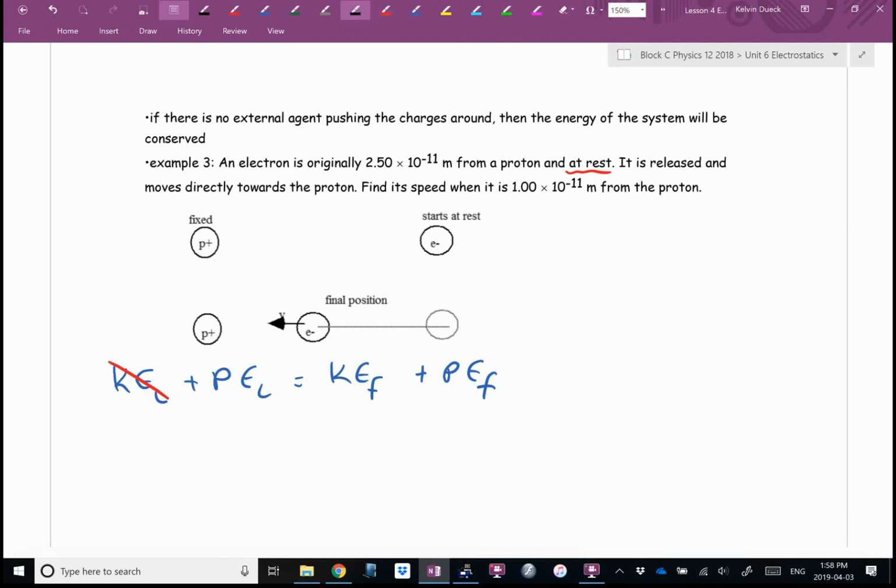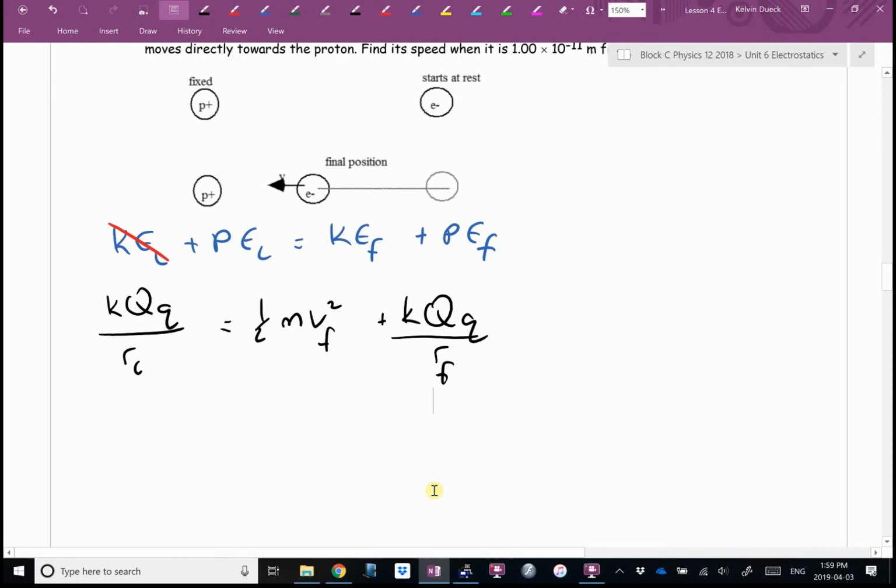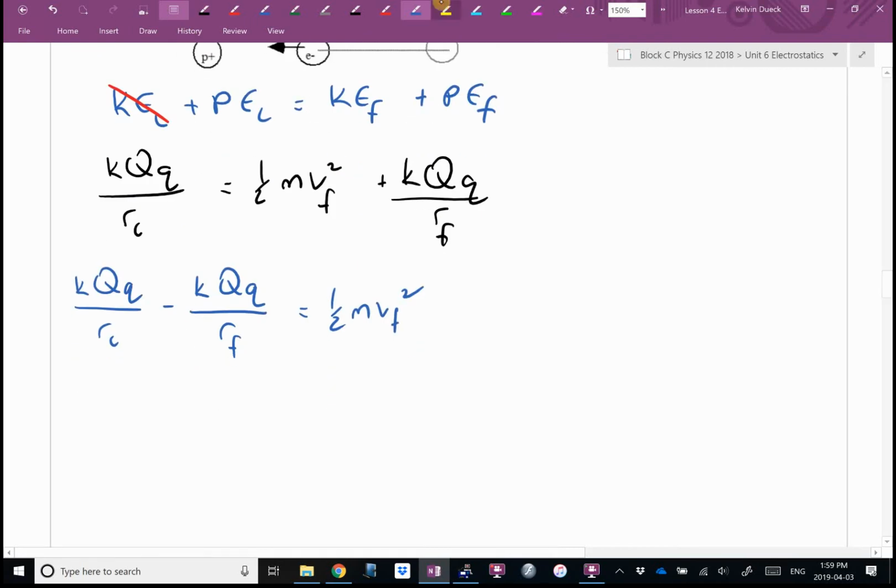So let's expand these. Potential energy is going to be K, big Q, little q, over R initial, and this equals a half m v final squared plus K, big Q, little q, over R final. Chloe, what am I trying to find? I would not try and get this by itself right now. What I am going to do is I'm going to minus this over to that side and just get a single number on the left. In other words, my next step would be to rewrite this as K, big Q, little q, over R initial minus K, big Q, little q, over R final. That equals a half mv squared. And Grace, what I'm going to do now is I'll get that as a number, then I'll times by 2, divide by m, square root.